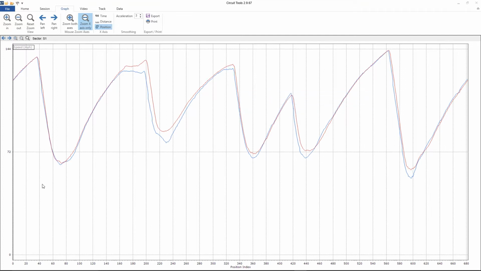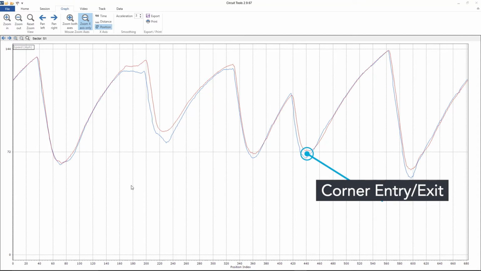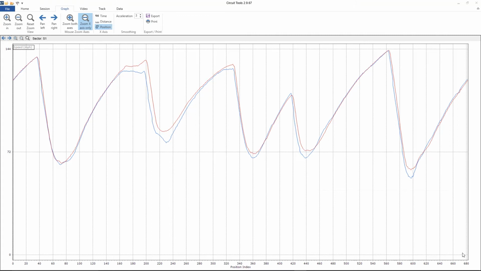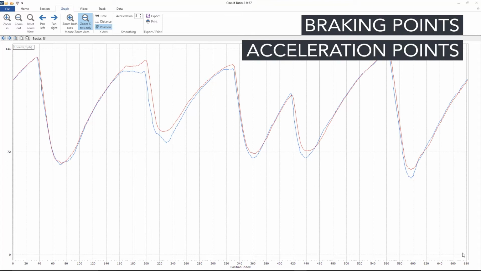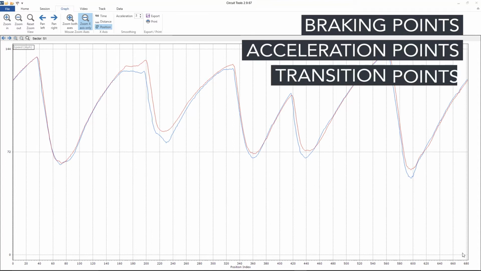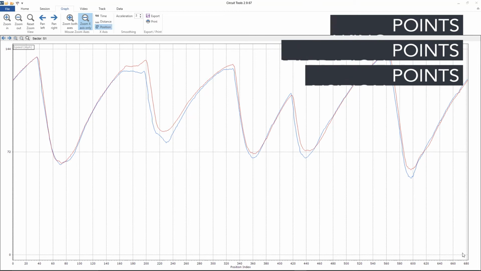And finally, number 4, we have these U-shaped troughs throughout this file, and these indicate the area at which we are transitioning from a state of deceleration to a state of acceleration. In other words, we can interpret these as our corner entry and corner exit areas. So now we should be able to identify where our braking points are, where our acceleration points are, and also whether we're currently decelerating or accelerating.